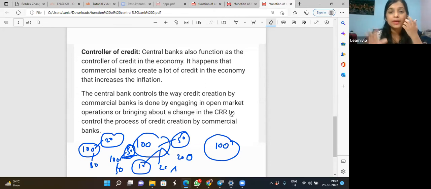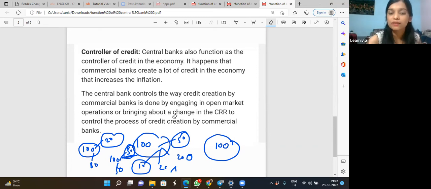Second thing, as I told you, it is compulsory for banks to keep a certain amount of money with the central bank. So earlier, Halima and Mariam, you both were keeping 10 rupees out of 100 with me. But now I said you have to keep 50 rupees with me. So earlier you had 90 rupees to spend, but now you have only 50 rupees. This is how I controlled your credit, your money.